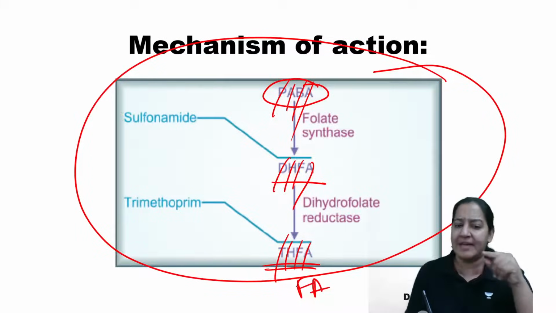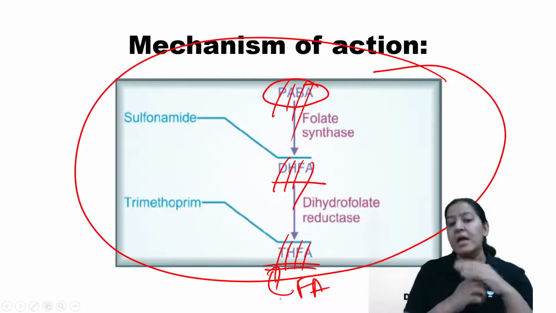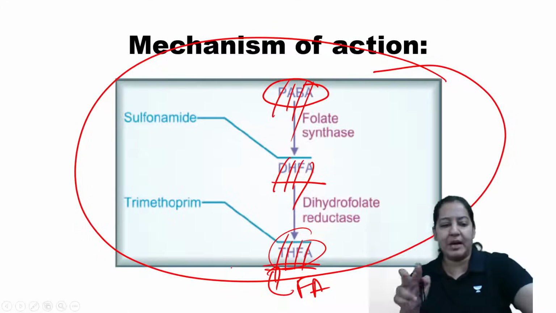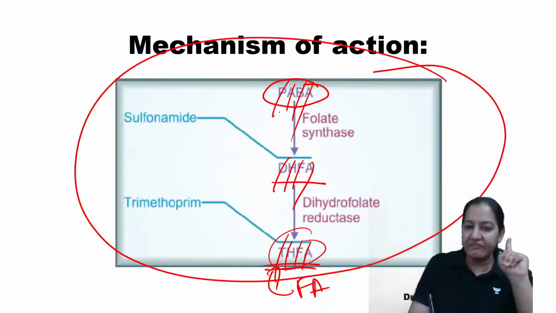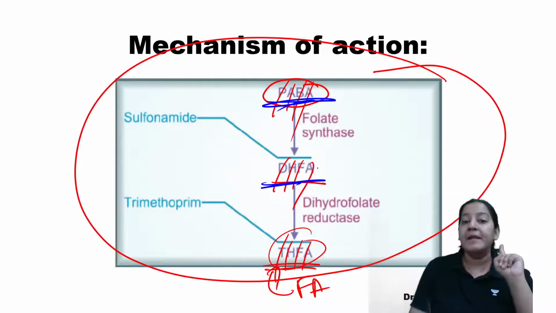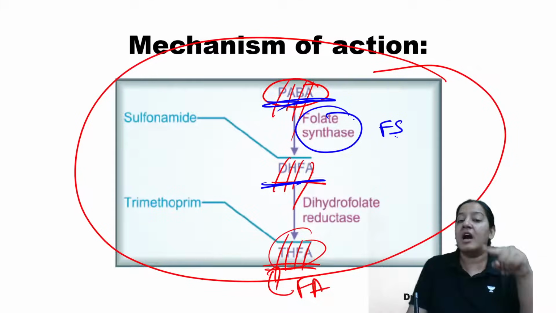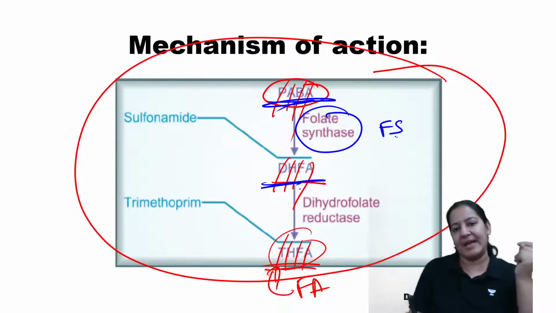We say folic acid, but actually that is THFA. Tetrahydrofolic acid is the active form of folic acid. So this is how folic acid is formed. For the formation of folic acid, two steps are required, two enzymes are required. The first enzyme converts PABA to DHFA. The name of that enzyme is folate synthetase, FS. Folate synthetase converts PABA to dihydrofolic acid.